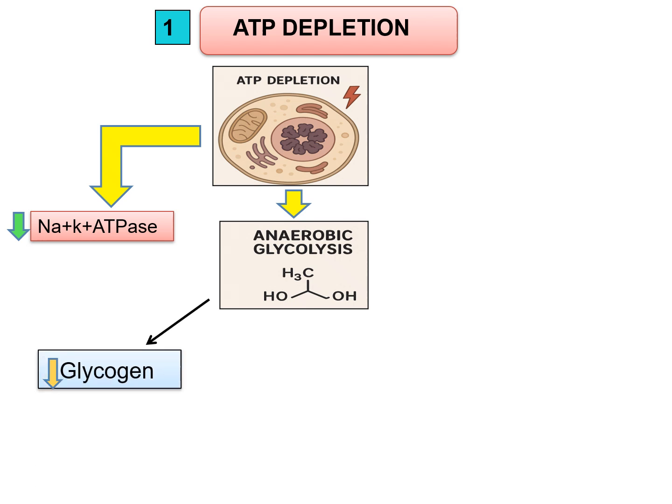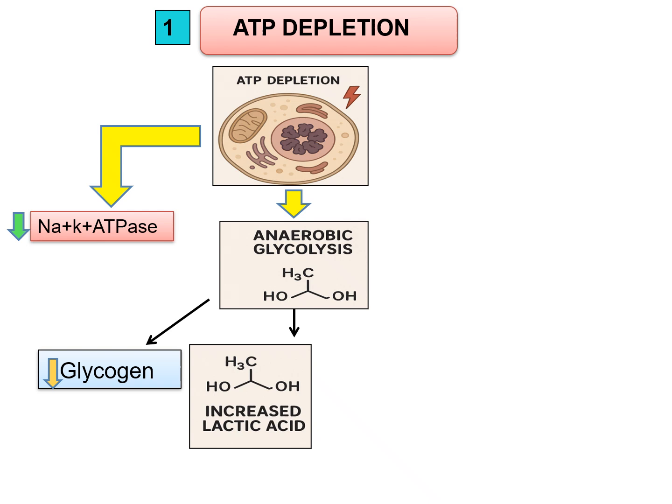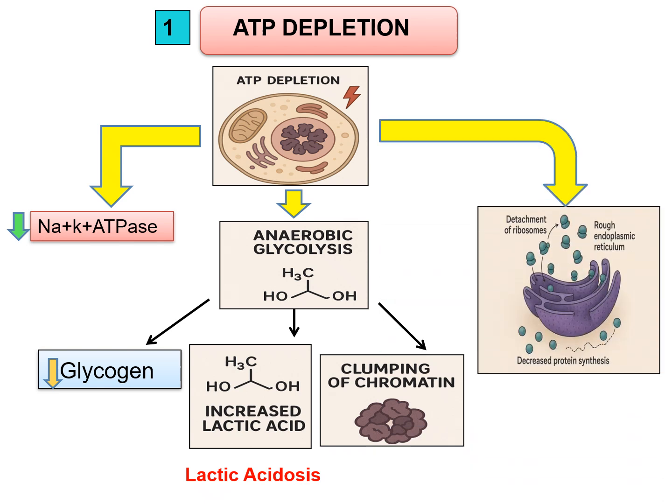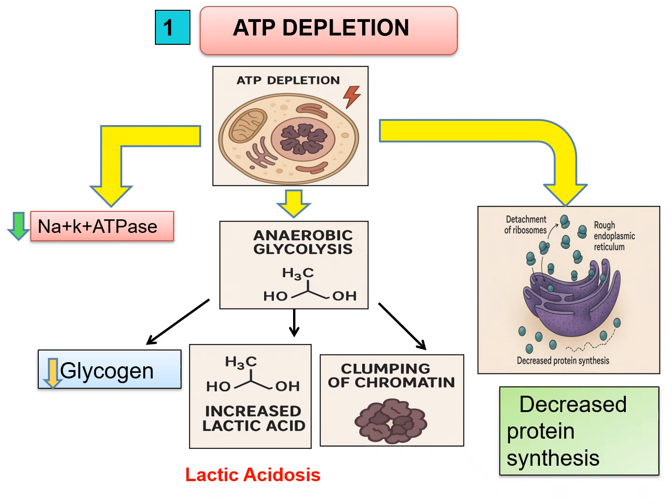And the ultimate product being formed in anaerobic glycolysis is lactic acid. So here there is increased lactic acid levels, because of which there is lactic acidosis, and as there is lactic acidosis, there is decreased pH, that is acidosis, resulting in clumping of nuclear chromatin. And the third mechanism occurring because of ATP depletion is detachment of ribosomes from the rough endoplasmic reticulum, because of which there is decreased protein synthesis. These ribosomes are involved in protein synthesis. So there is decreased protein synthesis.